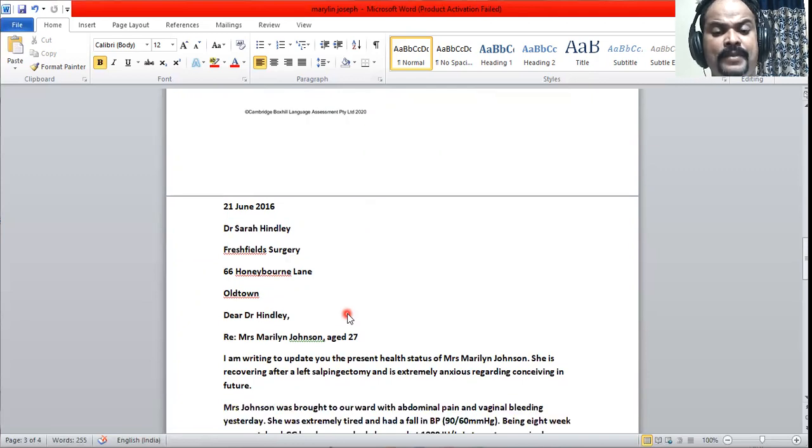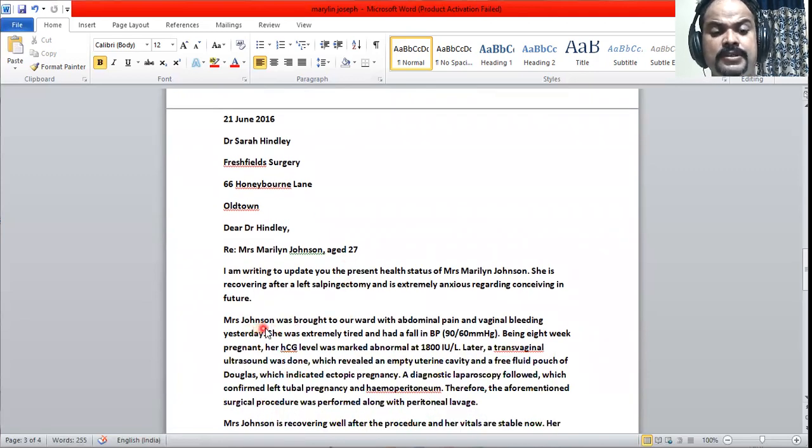Now, Mrs. Johnson was brought to our ward with abdominal pain and vaginal bleeding yesterday. Today's date is 21, yesterday's date is 20, so it is connected. She was extremely tired and had a fall in BP. So what was the BP? She was tired. There was hypotension, abdominal pain, vaginal bleeding, being 8 weeks pregnant.